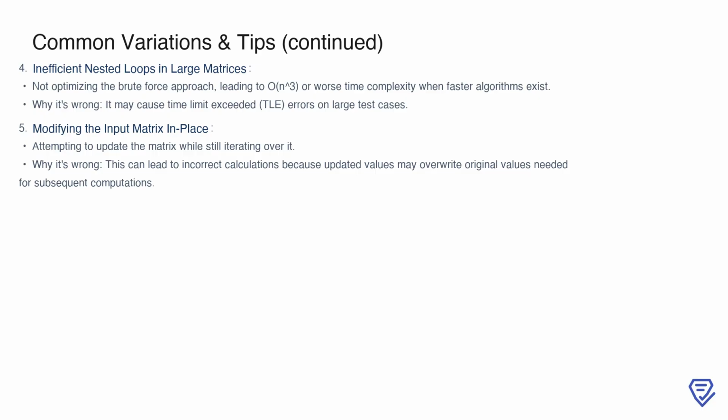Additionally, modifying the input matrix in place while iterating over it is a common pitfall. Changing values in the matrix as you traverse it can overwrite original values that may still be needed for subsequent calculations. To avoid this, you should consider using a copy of the matrix or an alternative method that ensures the integrity of the data during processing.